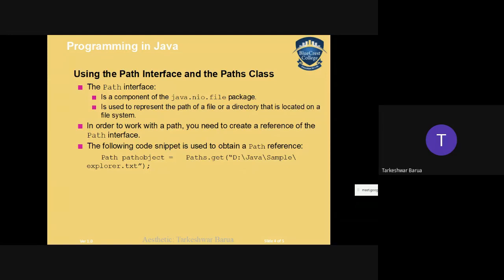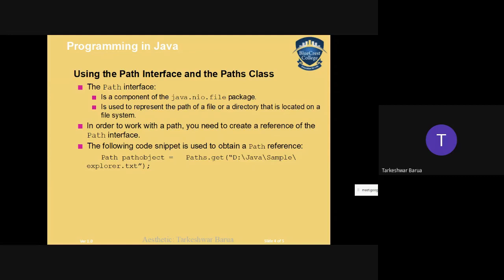Using the Path interface and the Path classes. Here you can write Path directly. The Path interface is a component that is defined in the java.nio package. It is used to represent the path of a file or directory that is located on the file system.